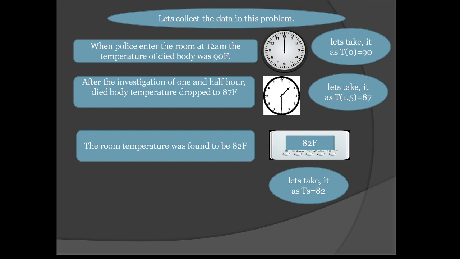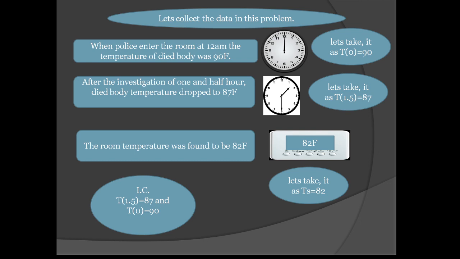Here come the initial conditions, which means T of 1.5 is equal to 87 and T of 0 is equal to 90. So the second question is already answered. This is how the initial conditions for the differential equation are generated. They are not simply given; they have some meaning. In this collection of data, you come to know how initial conditions are formed.